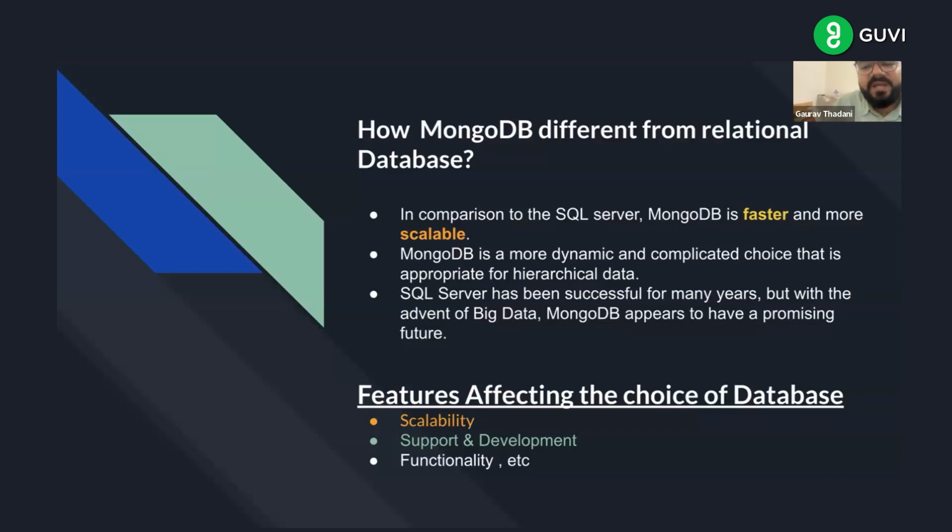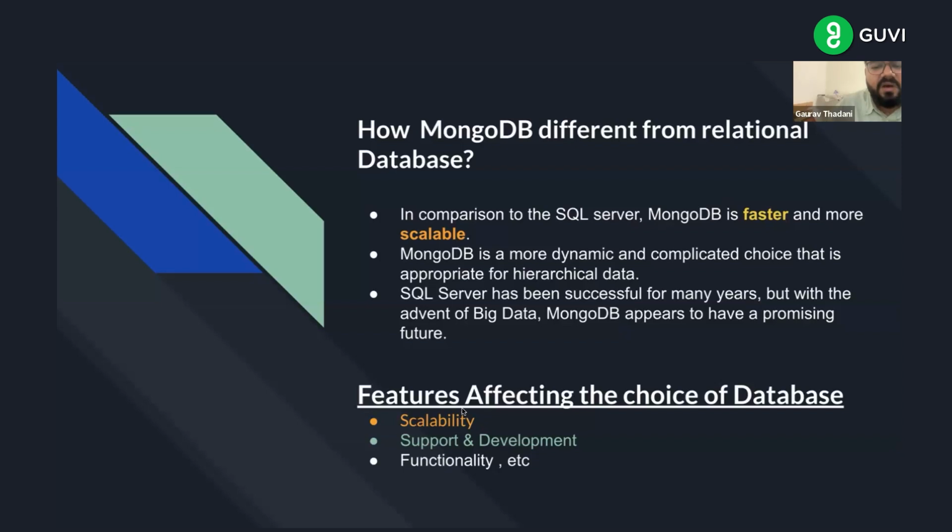MongoDB is a more dynamic and complicated choice that is appropriate for hierarchical data. Suppose you have a name field, and inside the name field, you have a first name, last name, middle name, and all. Suppose you have very hierarchical data. It is the better choice for handling dynamic data, hierarchical data, and all. Suppose you have very big data with hierarchical things, definitely MongoDB is the better choice for it.